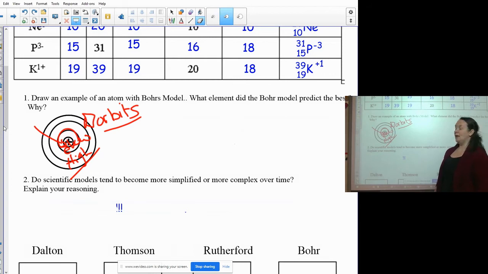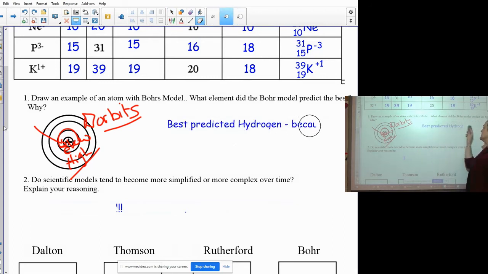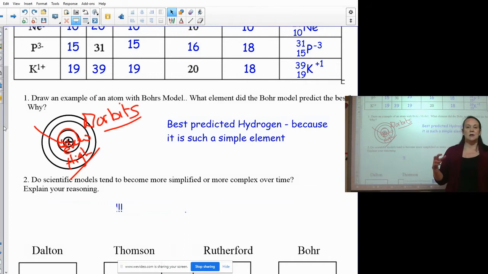And it says, what element did Bohr best predict the colors of the emission spectrum for? And that element was hydrogen. And the reason why it works so well for hydrogen is so simple. As the elements got bigger and bigger, we had a harder time using Bohr's model accurately. So we're going to move into that.